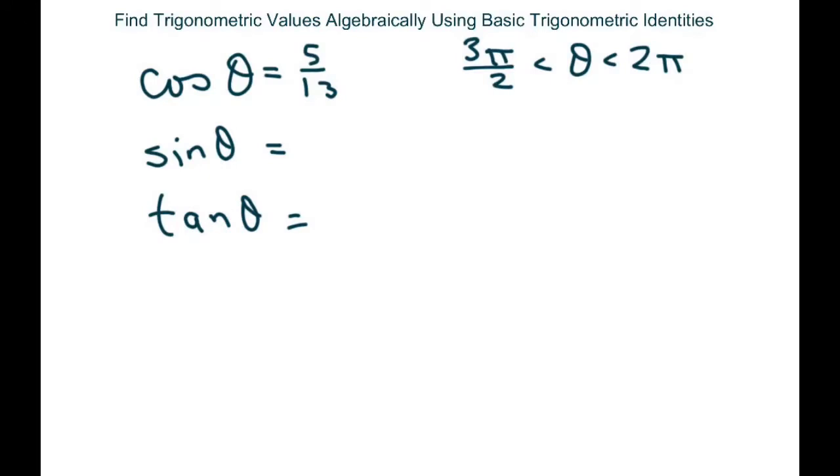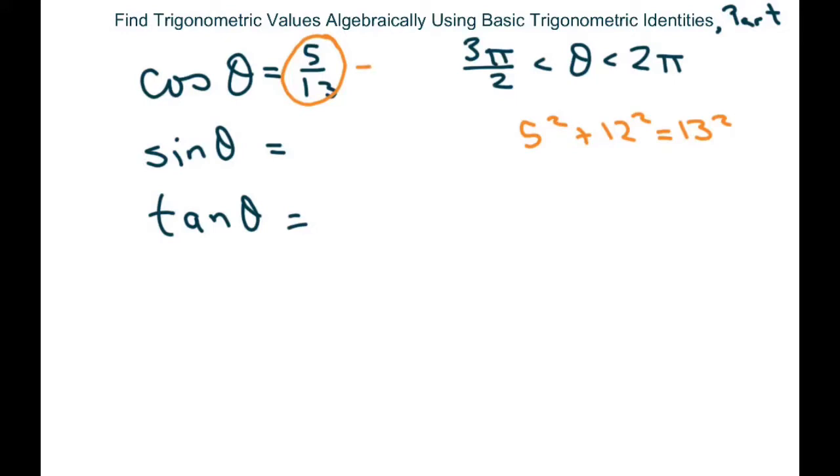We're going to find trigonometric values algebraically using basic trigonometric identities. This first set, and I'm calling this part 1, we really don't have to use the Pythagorean theorem if you know your triples. Remember, with our Pythagorean triples, we know that 5 squared plus 12 squared equals 13 squared. And if you know your triples, this video will be easier.